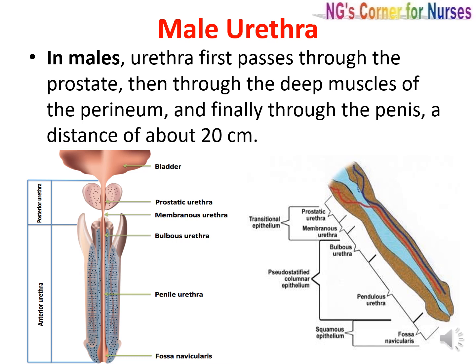Next, coming to the male urethra. In males, the urethra first passes through the prostate, then through the deep muscles of the perineum, and finally through the penis, a distance of about 20 cm.